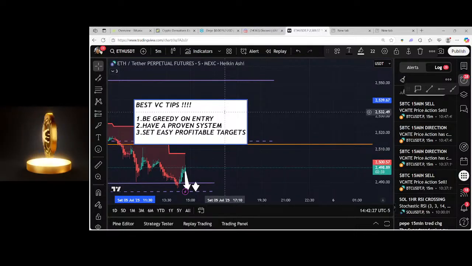So the first tip is, you got to be greedy on an entry, have a proven system, and set easy, profitable targets. Okay, so have a proven system, right? That really comes down to testing it, which is what's called a 10 trade review.